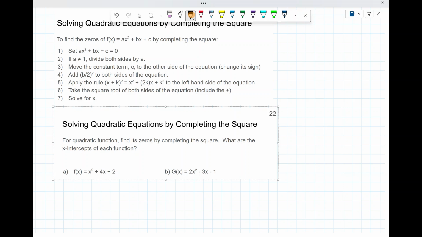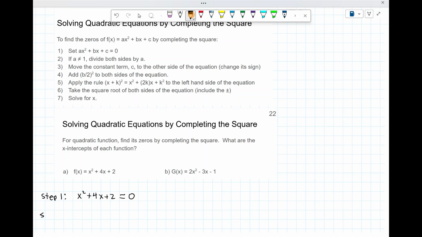So step one, we set the function equal to 0. Step two, if a is not equal to 1, in other words, if the x squared term is not equal to 1, divide both sides by a. In this case, a is equal to 1, so we can skip step 2. I forgot to set it equal to 0, so let me do that.